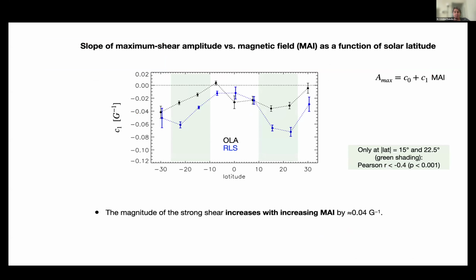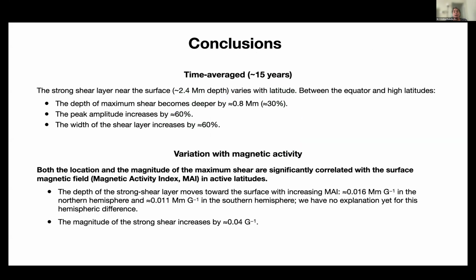But here are the results. In this case, a probability less than 0.1% of not being correlated happens only for latitude 15 and 22.5. Remember that I am analyzing, in this case, 15-degree tiles, so it has a wide range here. So you can see very clearly that the shear increases with increased MAI. With increasing magnetic field, the shear becomes stronger. And these are my conclusions.